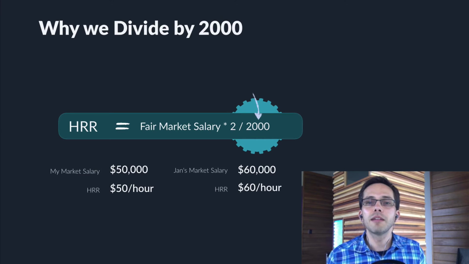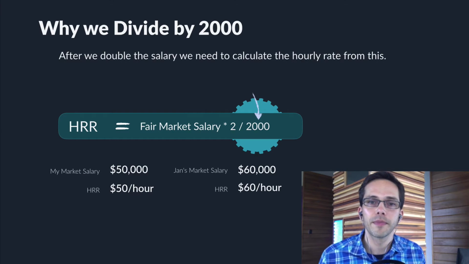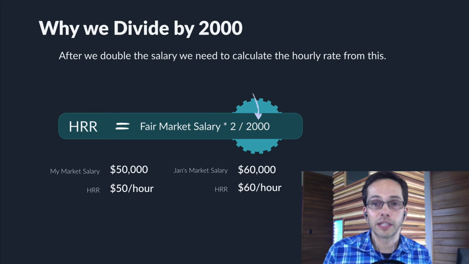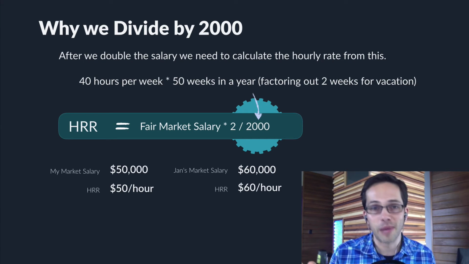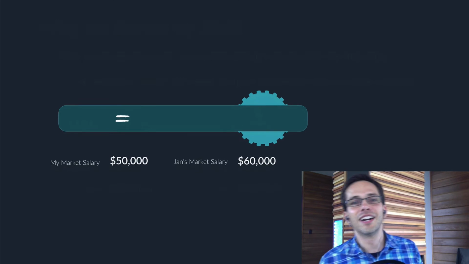Next, why do we divide by 2,000? Well, we need to calculate the hourly rate. We currently have salary doubled, so we do 40 hours per week times 50 weeks in a year, factoring out 2 weeks for vacation. It's a startup. You don't get paid for going on vacation. You just don't. All right.